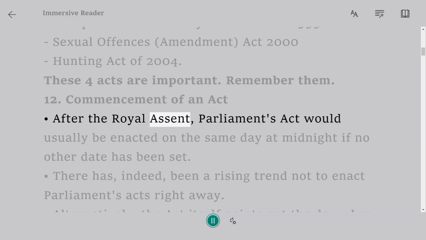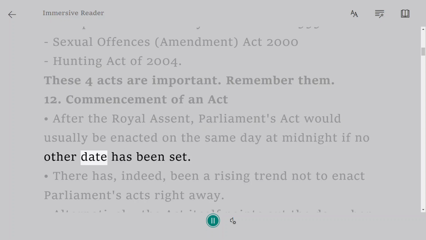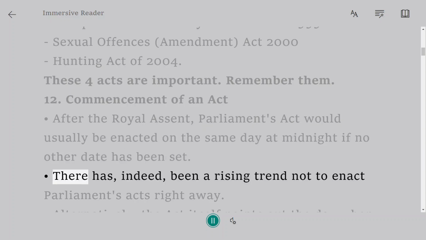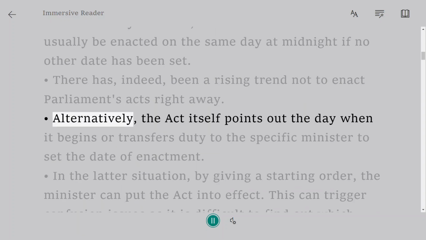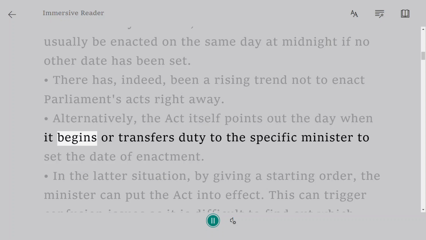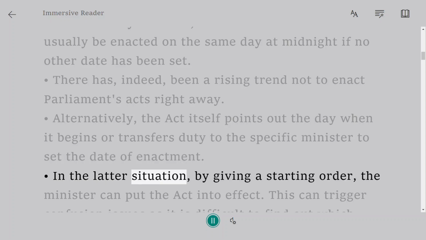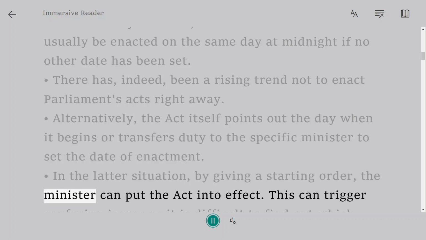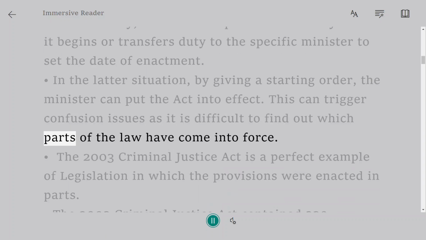After the royal assent, Parliament's act would usually be enacted on the same day at midnight if no other date has been set. There has, indeed, been a rising trend not to enact Parliament's acts right away. Alternatively, the act itself points out the day when it begins or transfers the duty to a specific minister to set the date of enactment. In the latter situation, by giving a starting order, the minister can put the act into effect. This can trigger confusion as it is difficult to find out which parts of the law have come into force.